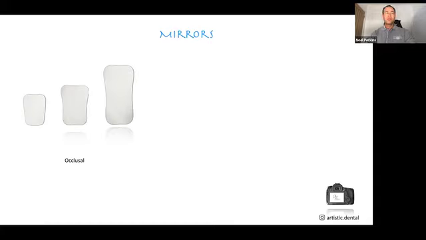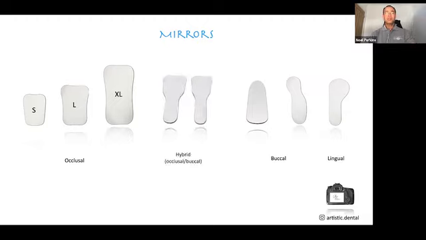For the different sizes of occlusal mirrors, you have small, large, and extra large. I have all three sizes, but the large is the one I recommend we use most often. Buccal mirrors can either be tapered or more of an S-shaped design, as you can see here. And then you've got hybrid mirrors, which combine the two.